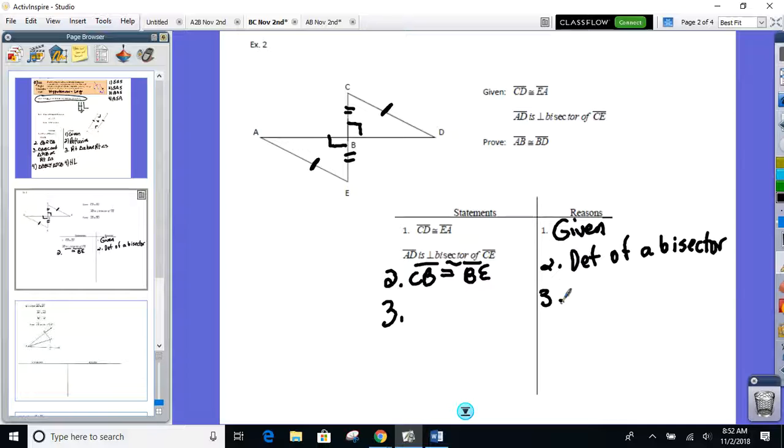CBD and ABE are right triangles. No, I cannot say that. Because your reason's going to be right triangles have right angles, and I'm going to circle it and say where are your right angles. CBD and ABE are right angles. What's going to be your reason? What in the givens told us there's a right angle being formed?